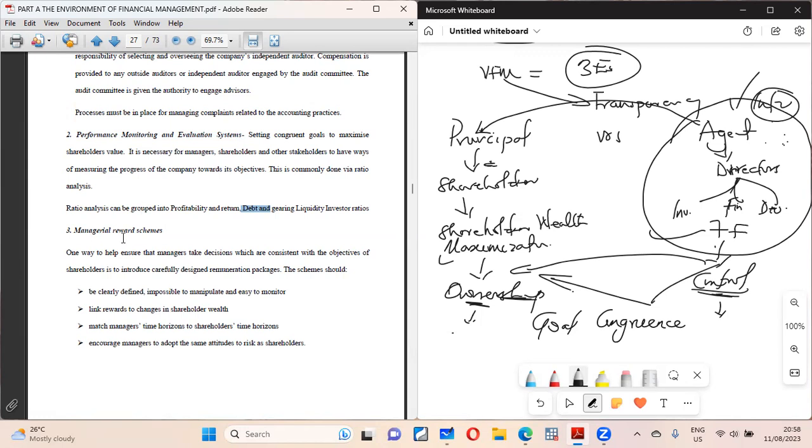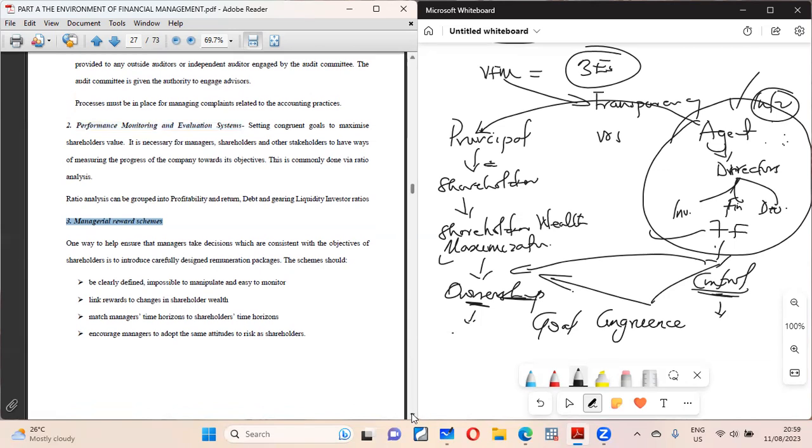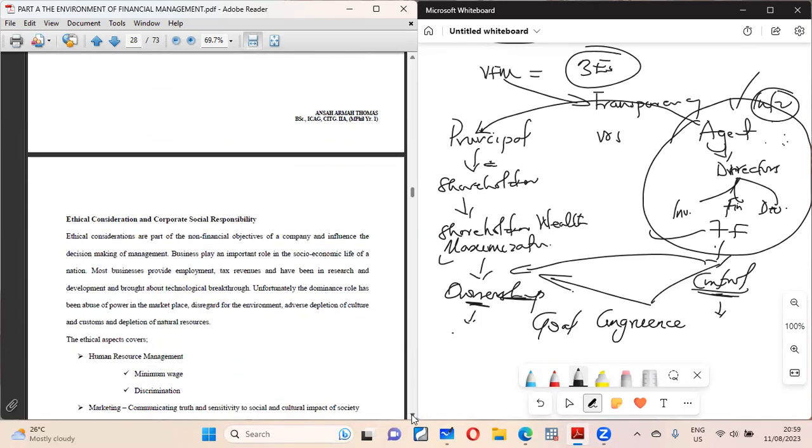Then the last one is to manage the managerial reward. You see, these days, instead of paying cash bonus, people are using share-based payment. So instead of paying you a bonus, we will give you shares so that you become part owner of the company. All right, so use that one. And sometimes too, they say that they will link your reward to a percentage of the profit. So it means that the more you work for more profit, the more your percentage will go up.